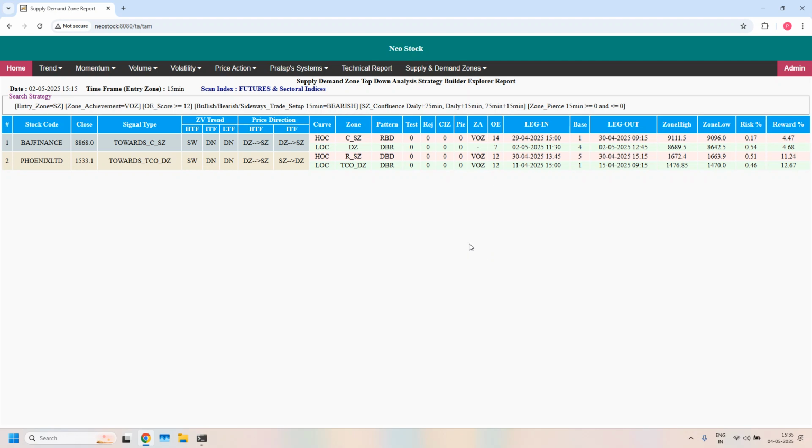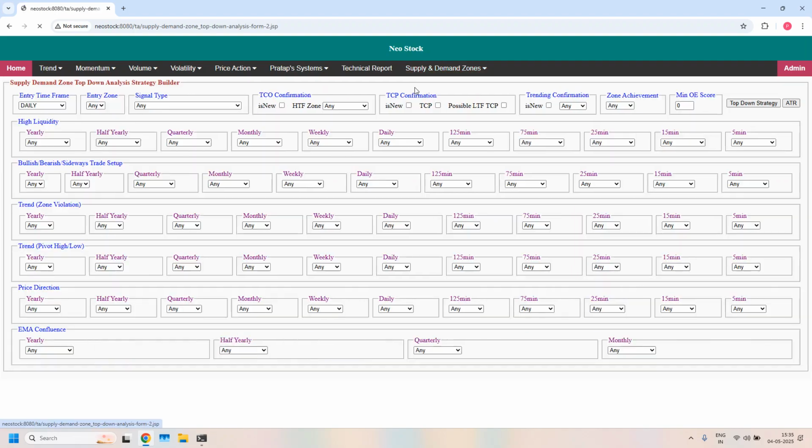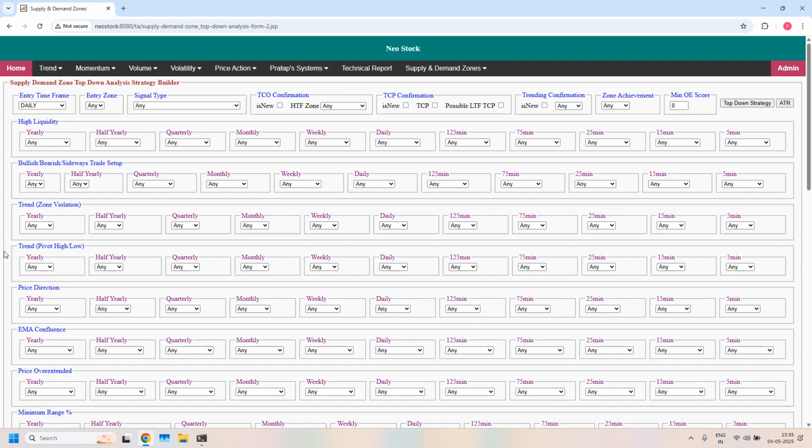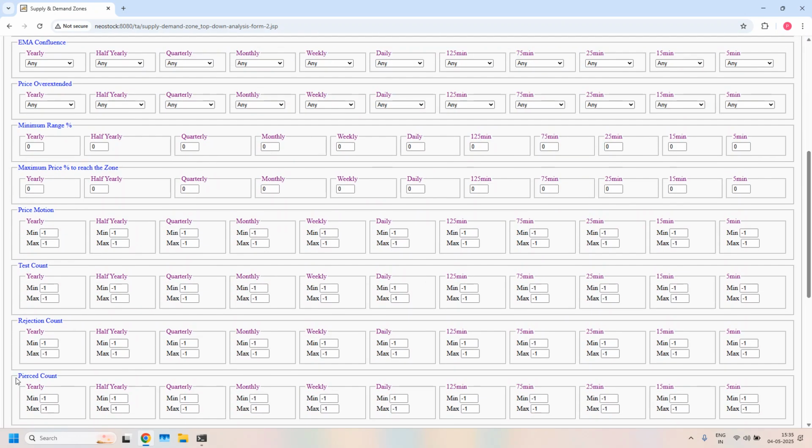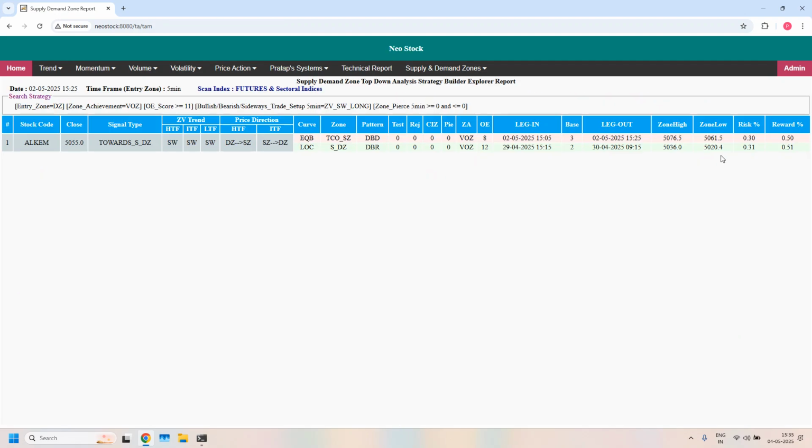Next, we will generate hourly income trade reports. Hourly income trade bullish trade setup. First, sideways trade setup. Hourly income trade entry time frame is 5 minutes. Entry zone, demand zone, bullish or bearish or sideways trade setup at 5 minutes. I am selecting sideways long, and zone achievement should be violated opposing zone. Minimum odd enhancer score 11 for sideways trade setup. And also the 5 minutes demand zone should not be pierced, so in the pierced count parameter at 5 minutes time frame, I am setting minimum value 0, maximum value 0. With these filters, we got 1 stock.